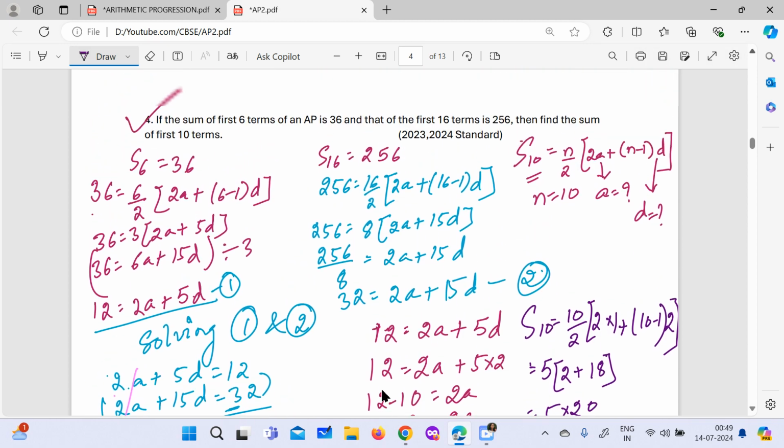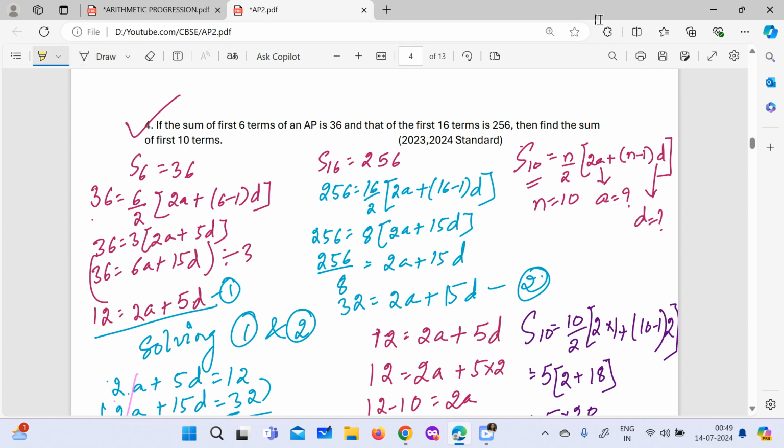Let's have a quick recap on this. See, your question was, if the sum of first 6 terms of an AP is 36 and that of the first 16 terms is 256. So you are given two things here. Sum of first 6 terms, that is S6 equals 36, and the sum of first 16 terms is 256, so S16 is equal to 256. Now your question is to find the sum of first 10 terms.